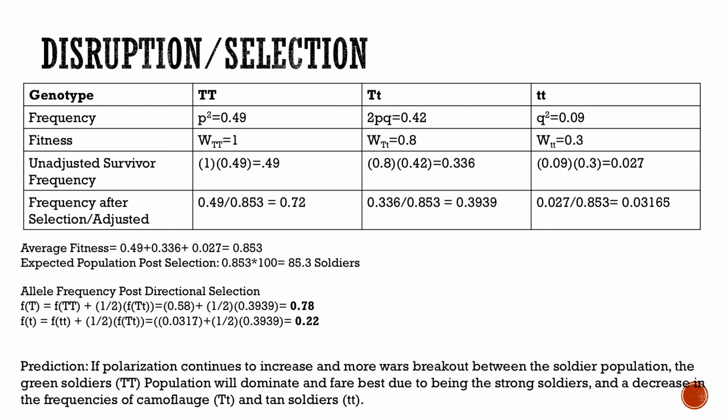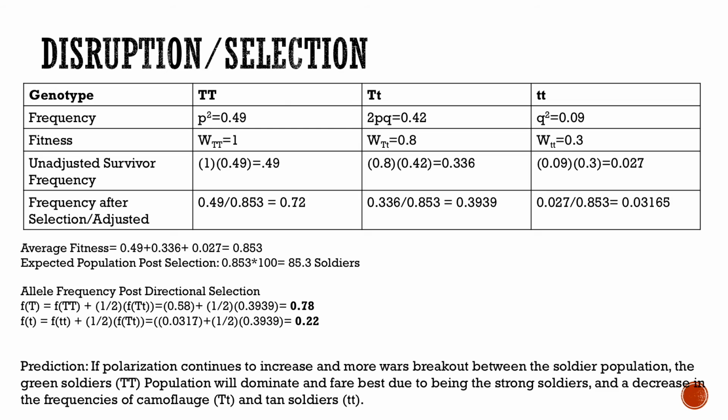Now, utilizing these new fitness levels and the pre-selection frequencies, we were able to calculate the unadjusted survivors and frequency after selection. Unadjusted survivors is equal to fitness times the frequency, and the calculations are shown in the table. With these calculated values, we were able to calculate the adjusted genotypic frequencies after selection occurred, as shown on the screen. With the new genotypic frequencies, we can also calculate the allele frequencies post-directional selection, and these calculations are also shown on the screen.